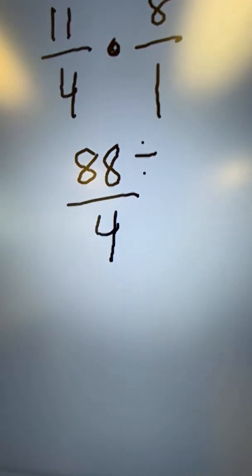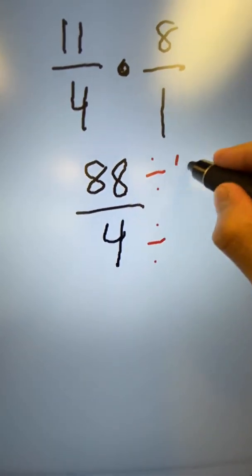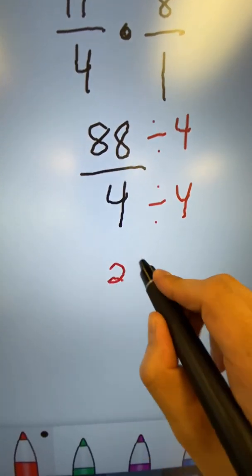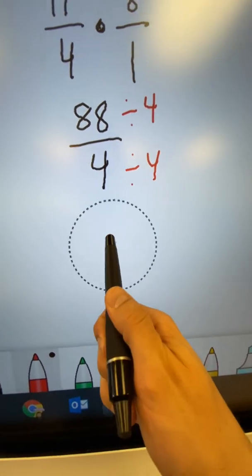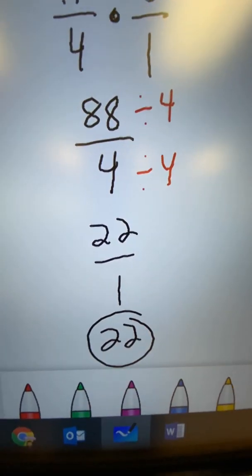And if I were to find the greatest common factor for these two numbers, I would see that it would actually be 4, and I would get 22 over 1. And then when you simplify that, 22 over 1, it just becomes 22. So just another way you could do the same exact thing.